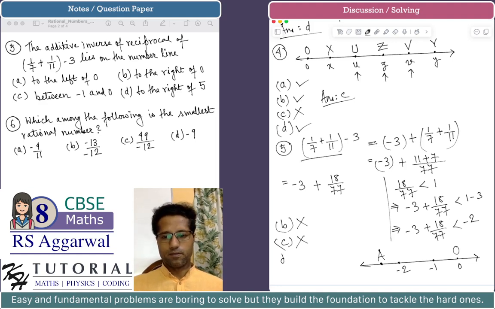What about D? To the right of 5. No, to the right of 5 is definitely incorrect. So the correct choice has to be A, to the left of 0. Yes, to the left of 0, because we have already seen B, C and D are incorrect. So the correct choice is A.